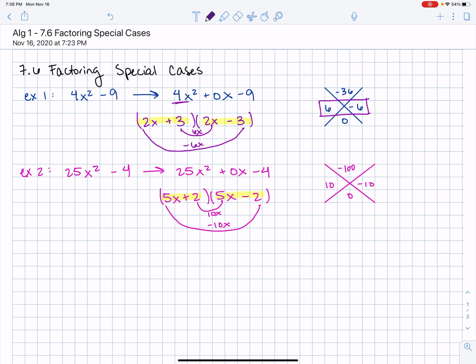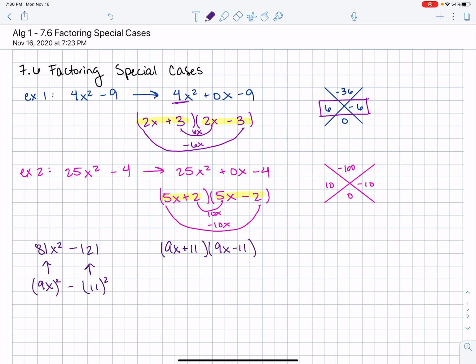So let's try something like 81x squared minus 121. First, check for perfect squares. This one can go ahead. The perfect square is 9x, meaning 9x times 9x is going to get you 81x squared. 121 has a perfect square of 11, meaning that 11 times 11 is 121. So using this method that we kind of see here, we're going to connect the first one, 9x plus 11 and 9x minus 11.